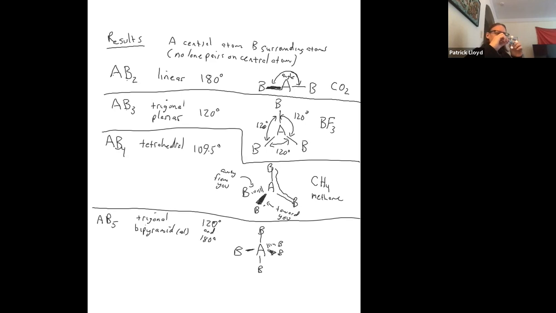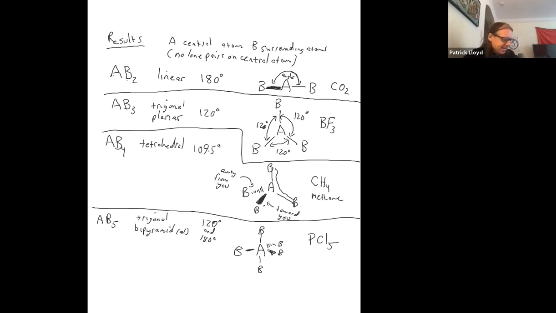And there are 2 angles, right? There's an angle here, which is 120 between the equatorial atoms. And then you also have from the top to the bottom, like a linear, right? So really it's a superposition of 2 different structures. It's trigonal planar and linear. So 180 for the linear part, and then 120 for the trigonal planar part. So that's why you got your 2 angles there. Okay, and then an example of this is phosphorus pentachloride, PCl5.